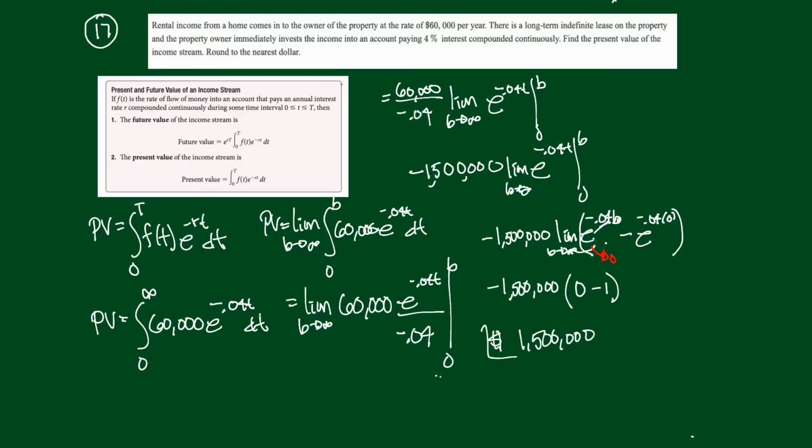which means that in the long run, at $60,000 a year, if it just keeps on going forever, that $60,000 a year is going to make us $1.5 million.